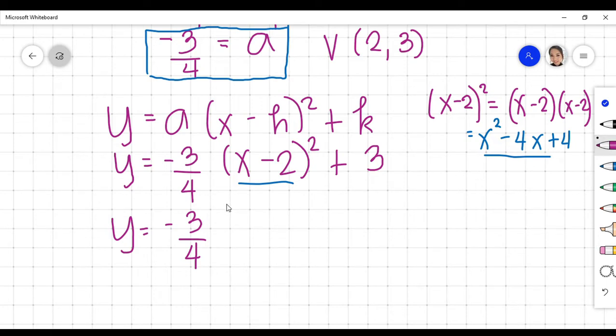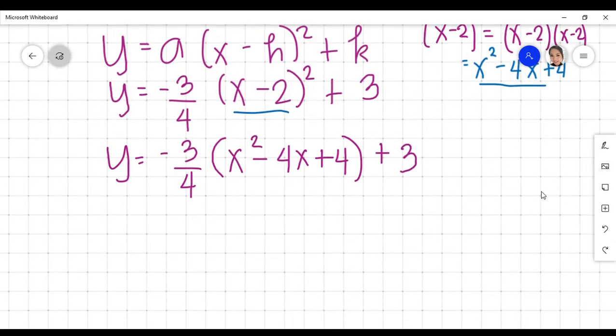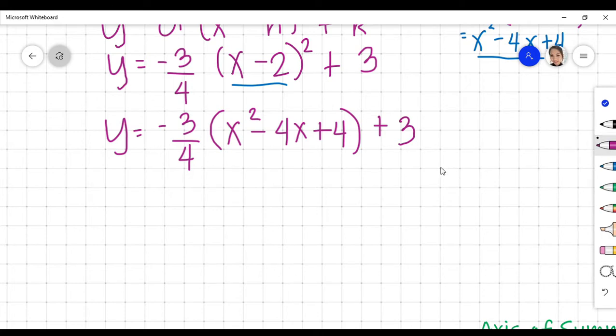So, let's replace x minus 2 squared with the expanded form. So, that is x squared minus 4x plus 4. May parenthesis pa rin siya because we still need to distribute negative 3 over 4 inside. Then, copy plus 3. Okay, so let's continue. So, let's distribute negative 3 over 4. So, y equals, so distribute inside the parentheses.